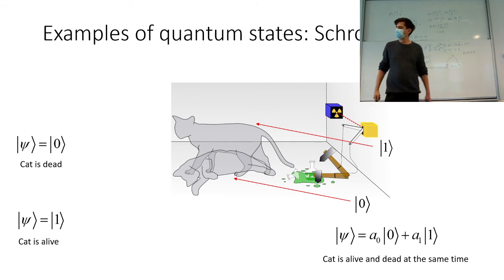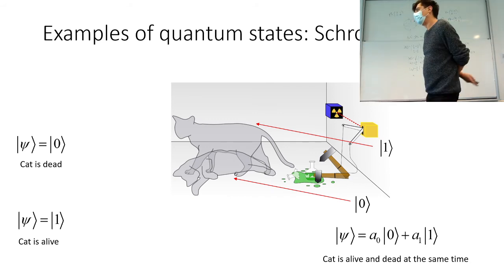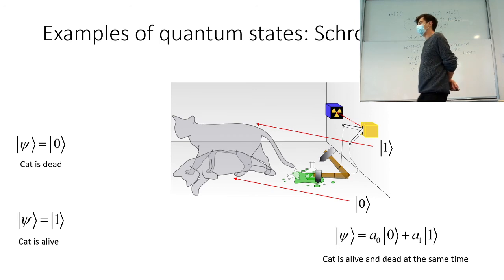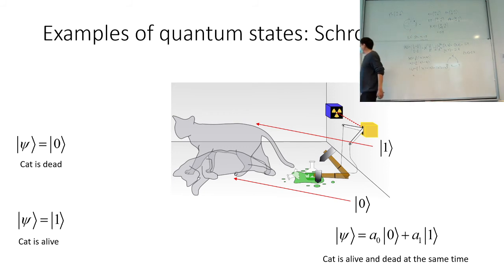I've got a question. Do A0 and A1 have to add up to 1, or can it be a little larger because they can happen at the same time? No, it has to add up to 1, in the sense that the modulus squared of these things has to add to 1.